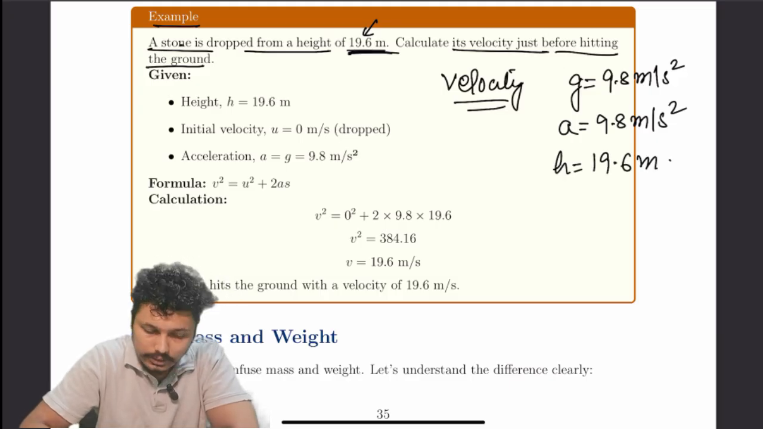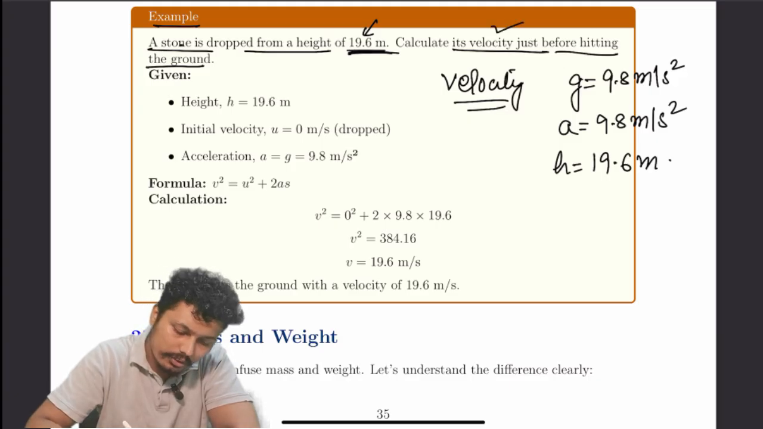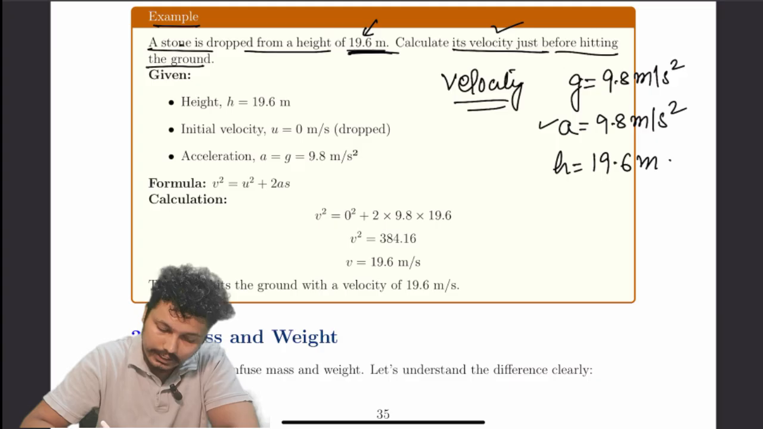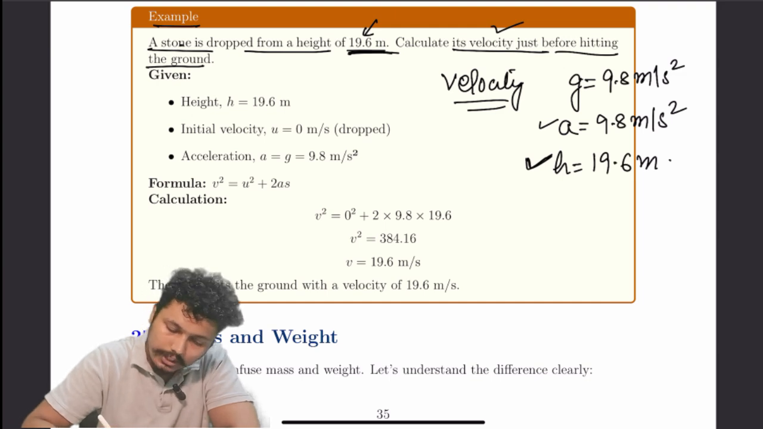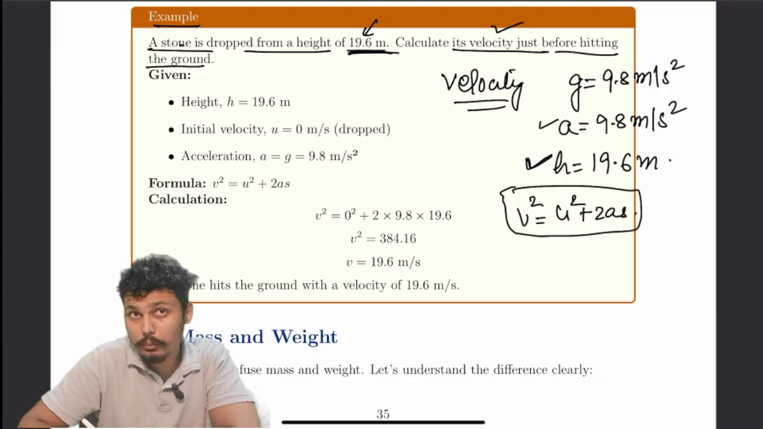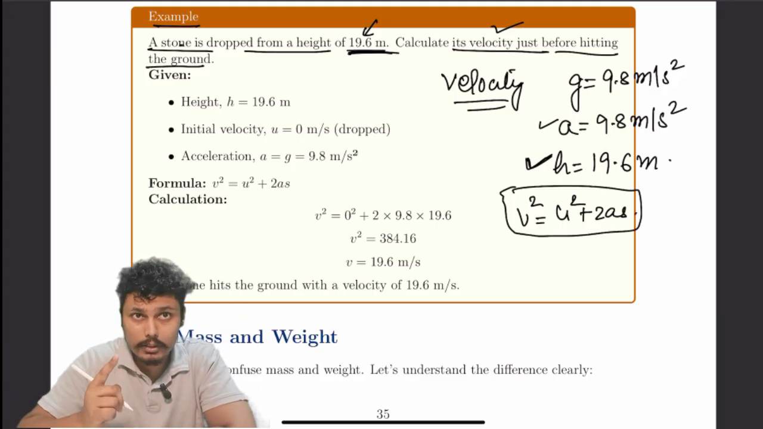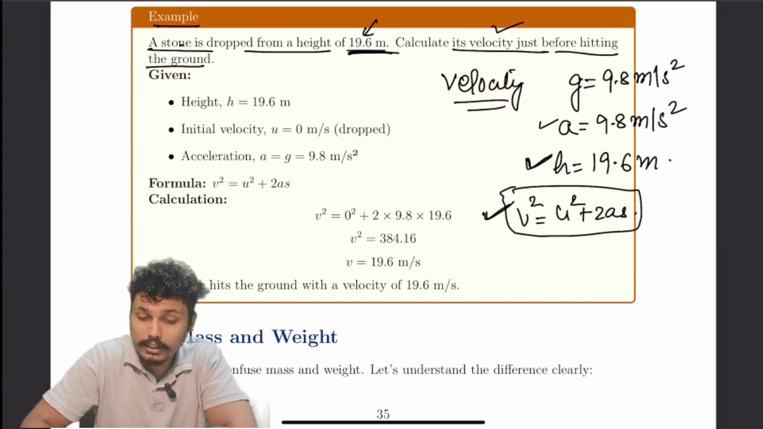Now what do we need to calculate? We need to calculate its velocity. We know acceleration, we know height, so we need to calculate velocity. So we have the formula v square is equal to u square plus 2as. This is from the first chapter, motion, where we have derived this. If you haven't watched, you can go back and watch. So this equation we have already discussed.